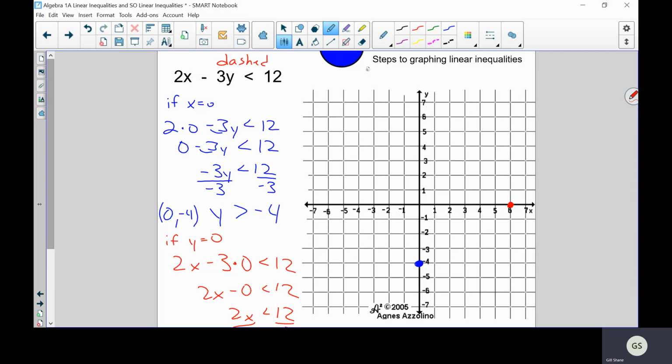The reason that these points are not solutions is because all the points on the line will make the left side equal the right side. Well, that's not good. We don't want that. We want the left side to be less than the right side, not equal to. That's why we're making it dashed. That's why that symbol is a dashed line. If you don't understand that, just make sure you have your notes and you know which symbol means solid and which symbols mean dashed. So there's my line.